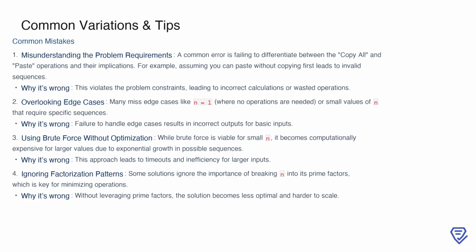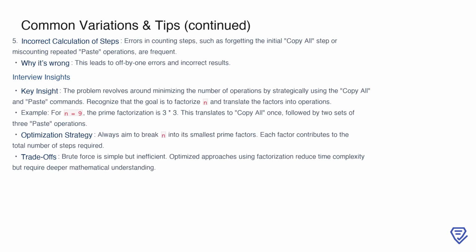Another mistake is relying on brute force without optimization. While brute force might work for small n, its computational cost grows exponentially as n increases, causing timeouts on larger inputs. Lastly, ignoring factorization patterns is a major oversight. The key to minimizing operations lies in breaking n into its prime factors. Without this insight, solutions tend to be suboptimal and less scalable. Errors in calculating the number of steps are also common. For instance, forgetting the initial copy all step or miscounting repeated paste operations can lead to off-by-one errors and ultimately incorrect results.